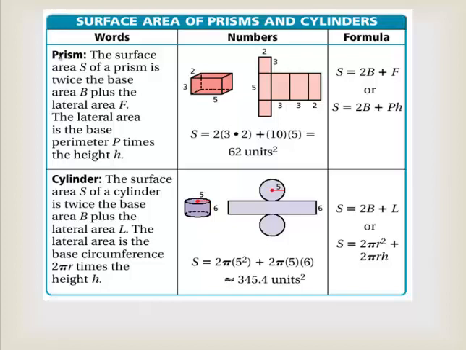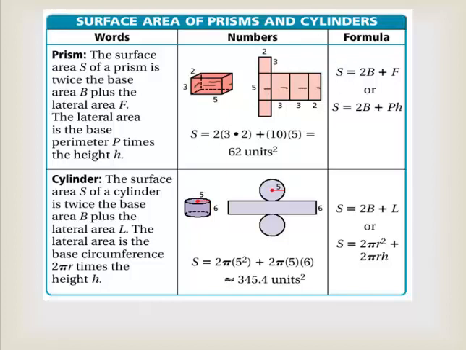Here's a more formalized version of everything. The surface area of a prism is twice the base, in other words, it has 2 bases, the top and the bottom base, plus the lateral area. The lateral area F is this part right here. This part, this part, this part, and this part, which ends up being right here.